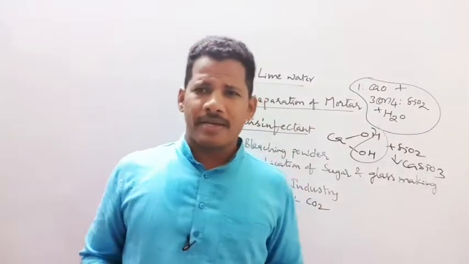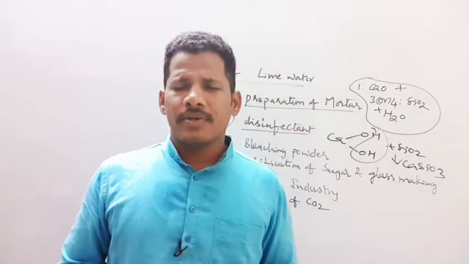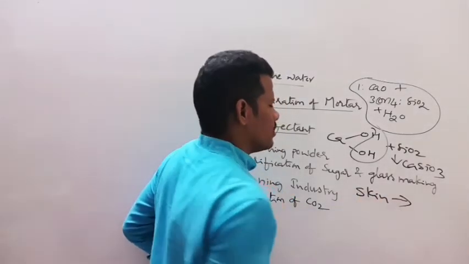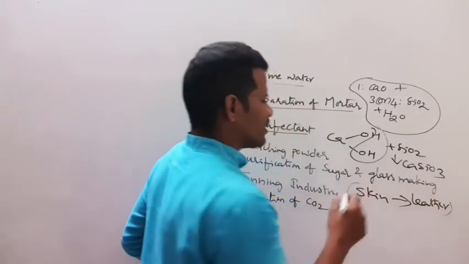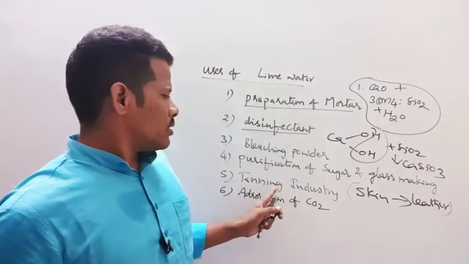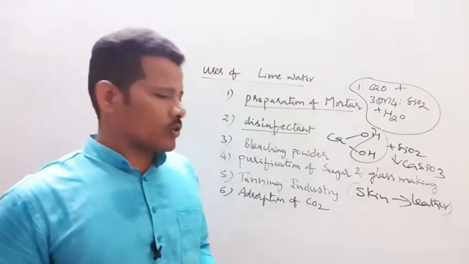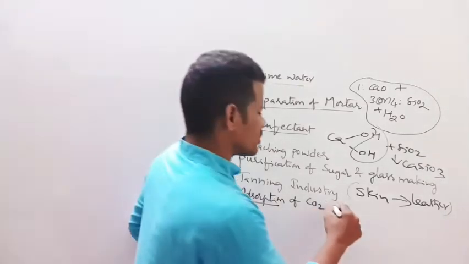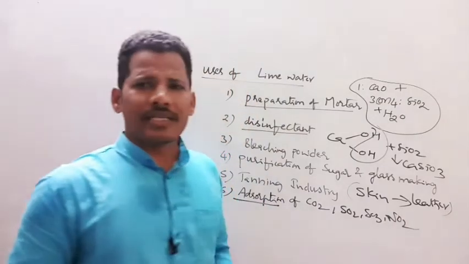Generally you know leather jackets, leather belts, leather bags. That leather is prepared from skin. The process of converting skin into leather is called tanning, and in that process lime is used to remove hair and convert skin into leather. And next, absorption of carbon dioxide. Not only carbon dioxide, but also greenhouse gases like SO2, SO3 and nitrogen dioxide. So these are the several applications.